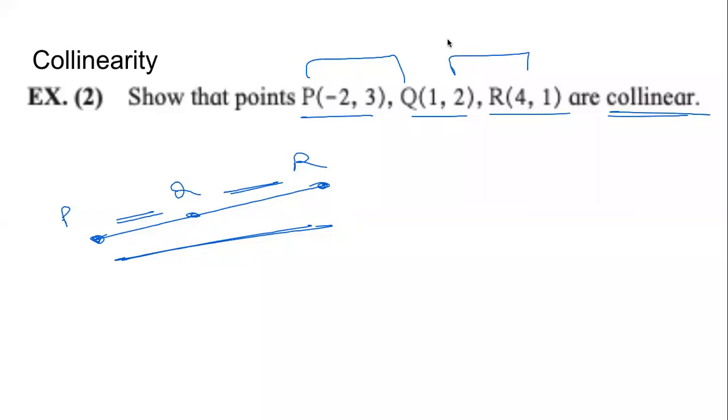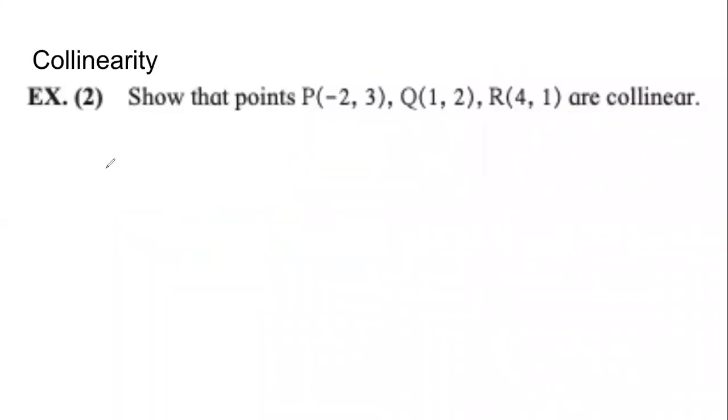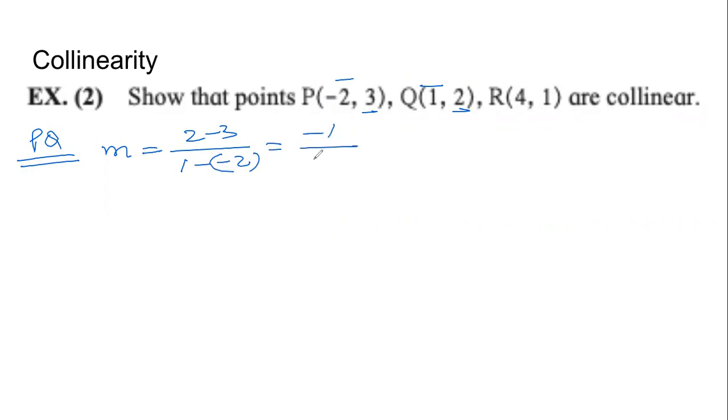Let us see what is happening in this case. You know how to find the slope. I will find one part, you will find another part. So if you are finding for PQ, slope can be found out as y2 minus y1, so 2 minus 3, over x2 minus x1, so 1 minus minus 2. 2 minus 3 is minus 1, 1 plus 2 is 3. The slope I am getting is minus 1/3.